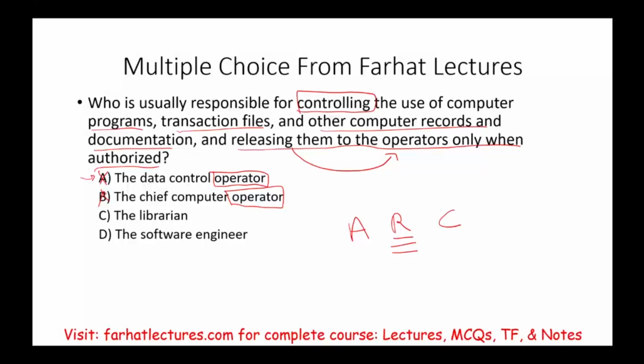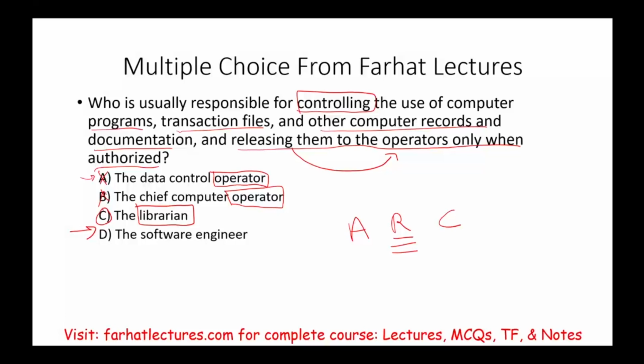Well, let's think about it. What's the role of the librarian? The role of the librarian is custody. They keep track of the programs. They keep them protected from unauthorized use, and they only release them to programmers when need be. Same thing with transaction files and other computer records and documentation. So the librarian only releases this information as needed. They keep track if there are any changes to the software. They want to make sure we have an approved order. Then they would release the software, the changes are made, it goes back, they review everything, and make sure everything is correct. C looks like a good candidate, but let's take a look at D as well.